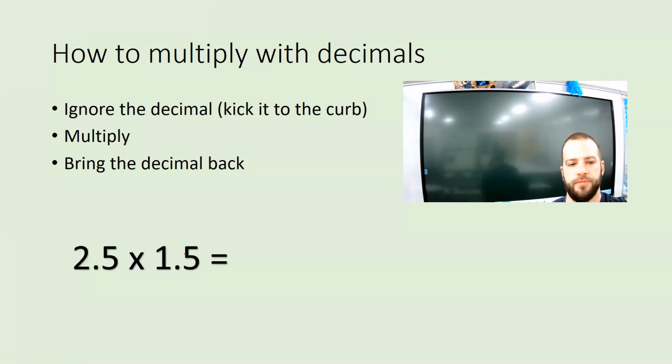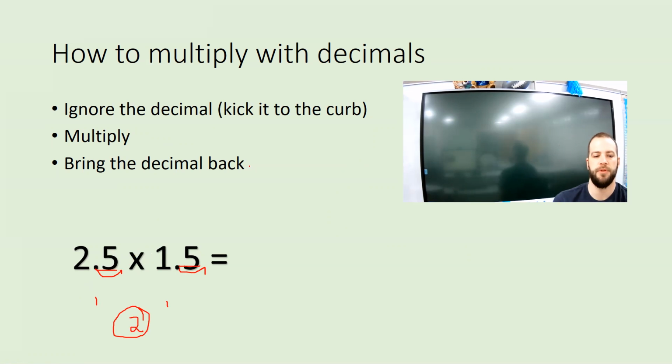Let's try another one. So the first thing that we have to do is ignore the decimals or kick it over to the curb. So to kick this one over and turn it into a whole number of 25, you kick it over 1 spot, kicking this over 1 spot. So how many total numbers are after decimals? 2. So we are going to find an answer and then make sure there's still 2 digits after the decimals. So ignoring the decimal, you have 2.5, which is 25, 1.5, which is 15. Make our box.